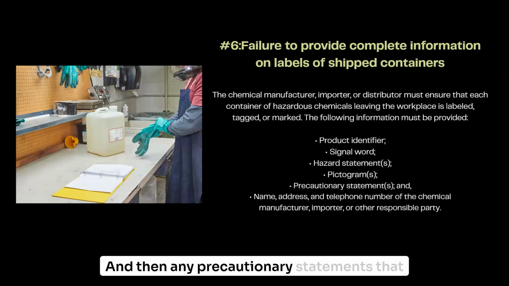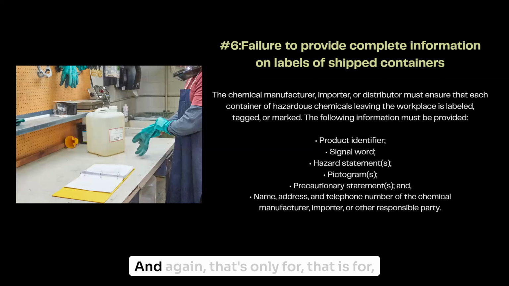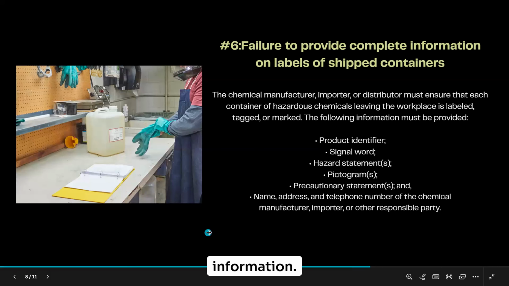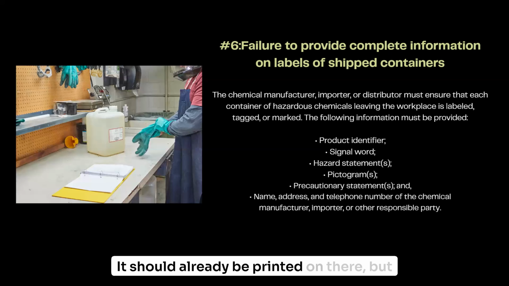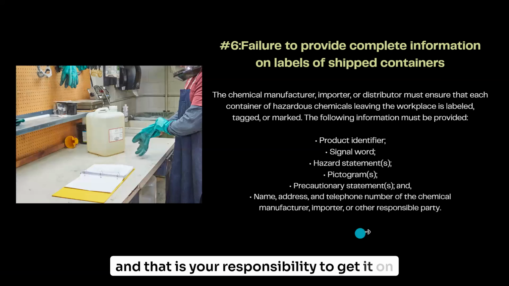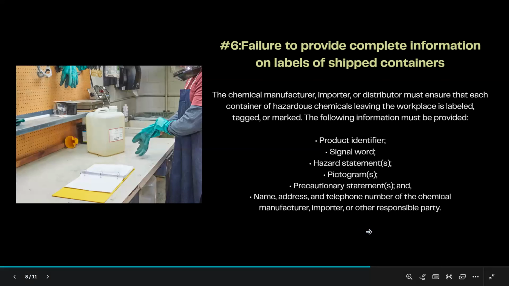And then any precautionary statements that the manufacturer has issued for that, and the name, address, and phone number of the chemical manufacturer. And again, that is for anything that you get from a supplier. You're going to want to have that information. It should already be printed on there, but sometimes they come without that information, and that is your responsibility to get it on the container then.